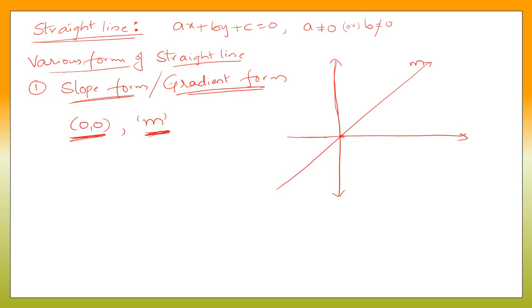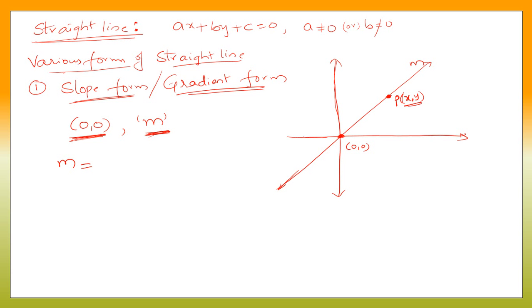Next, it is passing through this point (0, 0). Now suppose we consider any point P, some (x, y), which is on the locus of this straight line. Since we know the slope, slope is given by m is equal to, since we know two points, one is the point (0, 0) and the other point of the locus is (x, y).